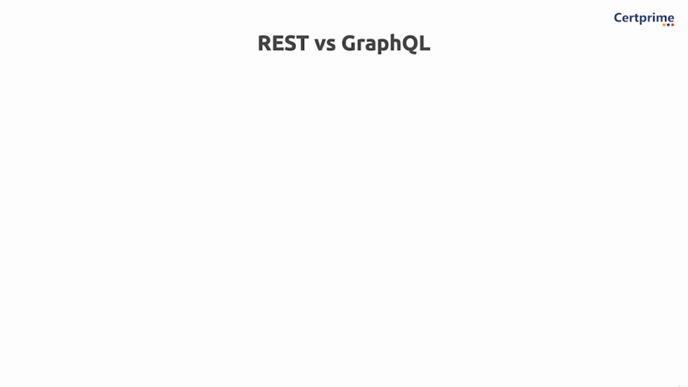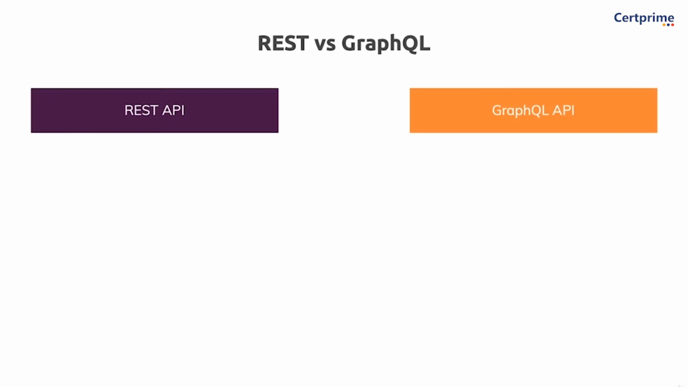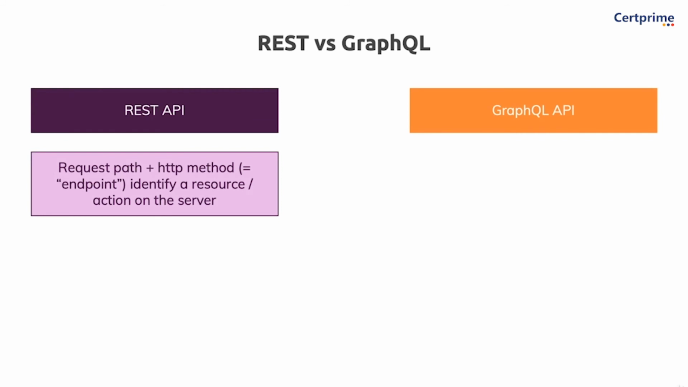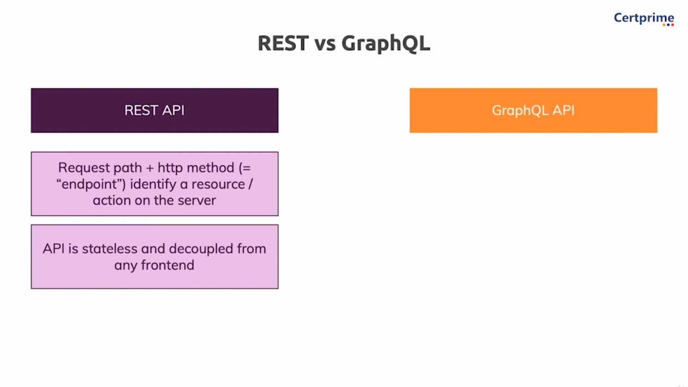In this course, when we compare REST to GraphQL, we will go with REST, and here's why. The REST API approach uses this path HTTP method combination to identify resources or actions on a server, and that's very intuitive and very easy to learn. Such an API is stateless and decoupled from any frontend, which means a REST API you build cannot just be used with your React single-page application. Any client could talk to it.